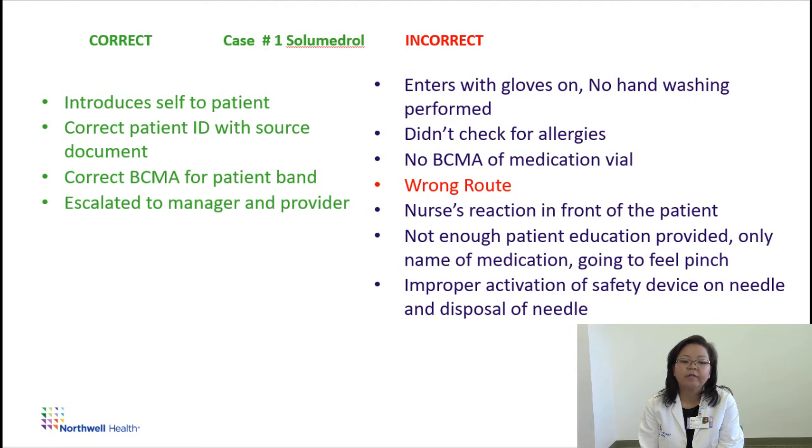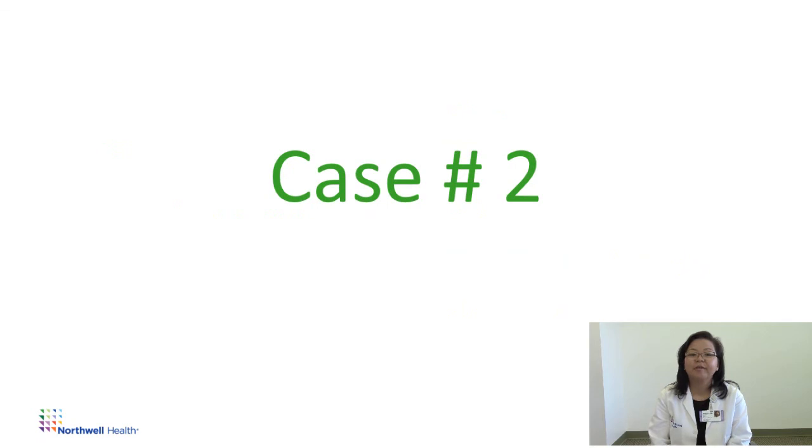And also in the follow-up, because it was given in the wrong route, an occurrence report would have to be written. You'd have to let your charge nurse, your supervisor, and nursing administration know, and complete that part in documenting it. Okay, so now you get to view a second case scenario and see which of the 8 medication rights was not followed in it.